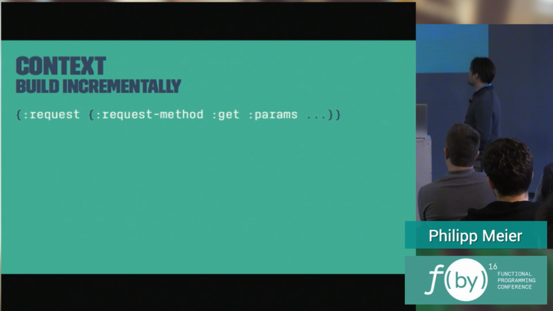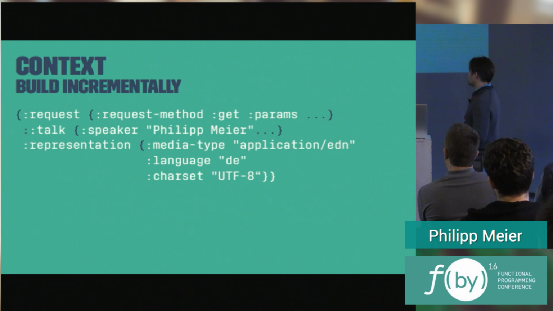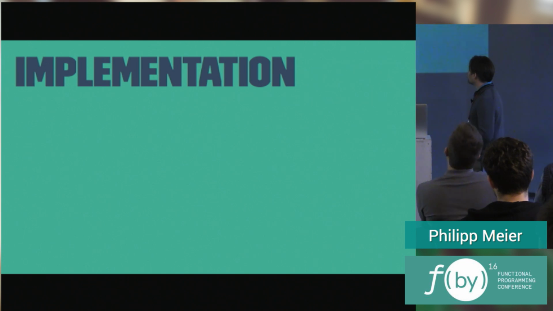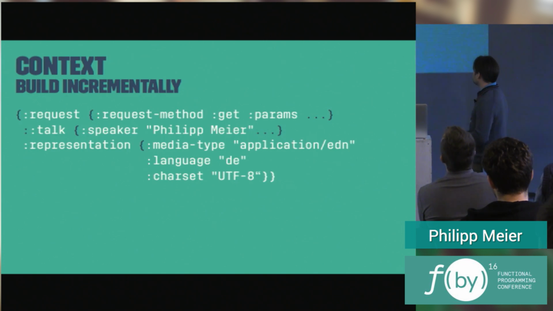The context is built incrementally. It starts with the request. Then during processing, you maybe look up some entities like we did in our example, which is bound to some local keywords such as talk, for example. You end up with a representation declaration after content negotiation: media type, language, character set, whatever. And that's used to finally generate the response automatically by Liberator.